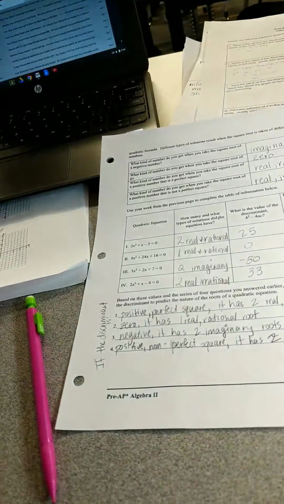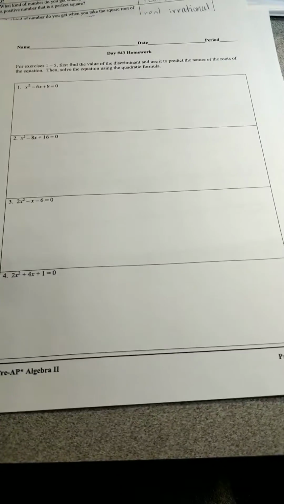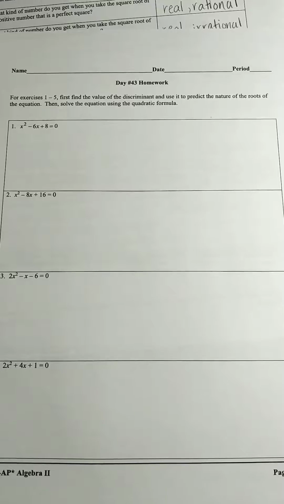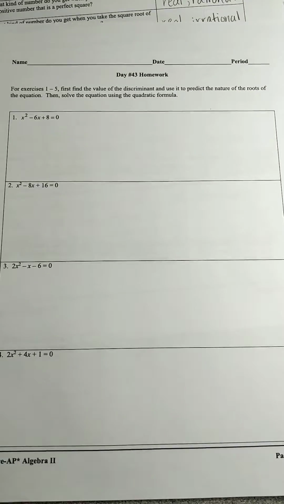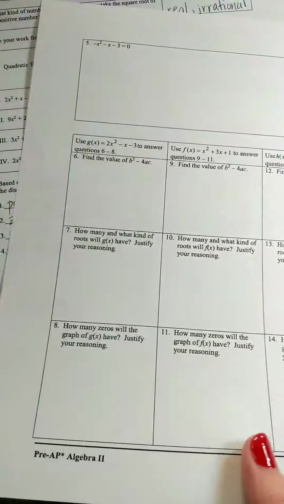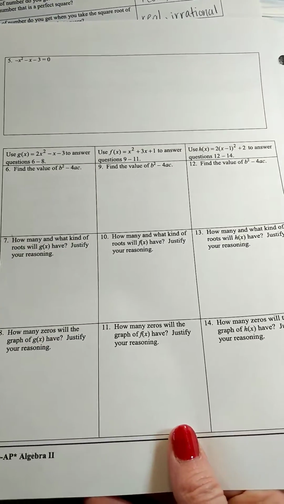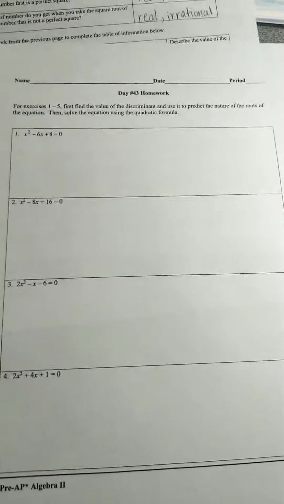Okay. Day 43 homework. We're going to look at that really quickly. You have to find the discriminant and then use it to predict the nature of the roots and then solve the equation using the quadratic formula, okay? For 1 through 5.